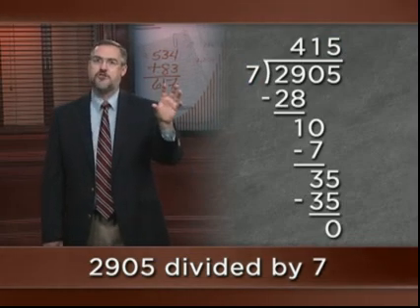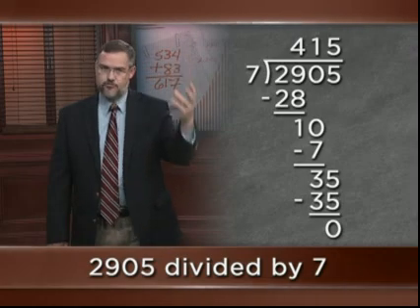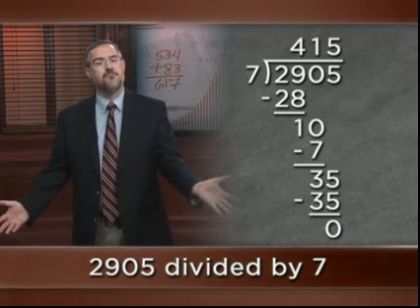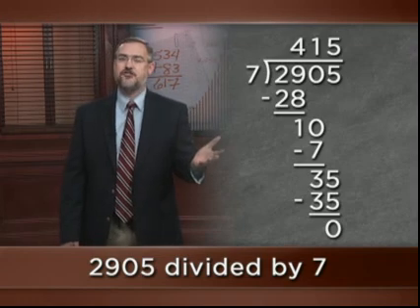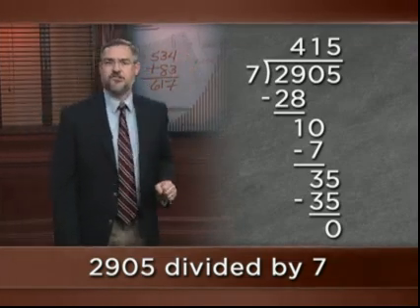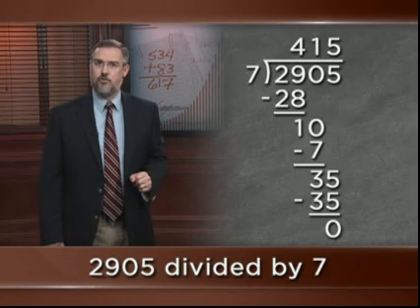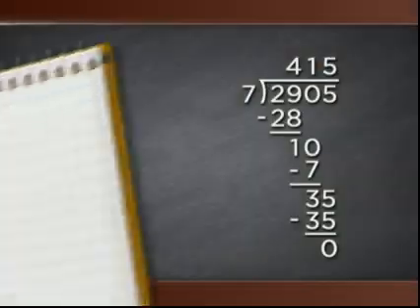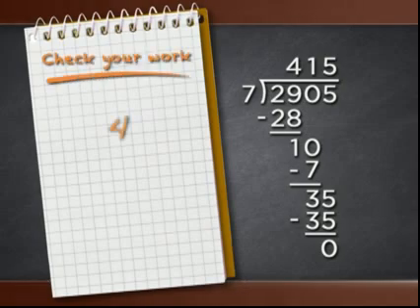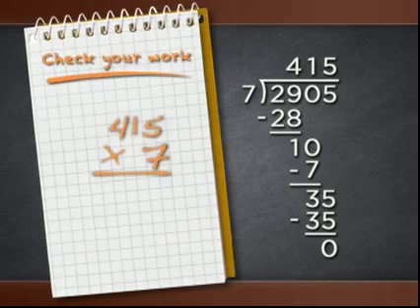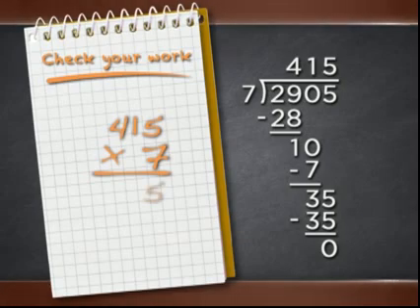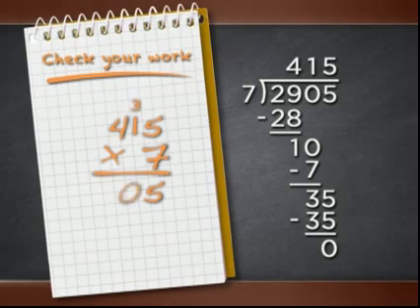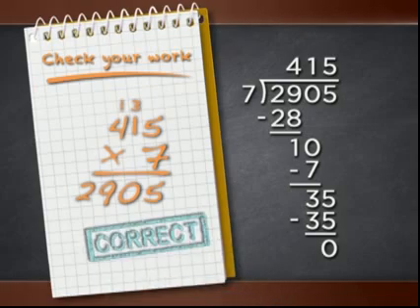And there are no more digits to use in the dividend. I've dropped them all down. And that means I'm done. And that means I can read my answer immediately from above the horizontal line. My answer is 415. Now, remember, if you want to check your answer, you would multiply the original divisor, which is 7 in this case, by the quotient that you just found, 415. And you would check to make sure that 415 times 7 gives you the original dividend, which is 2,905.